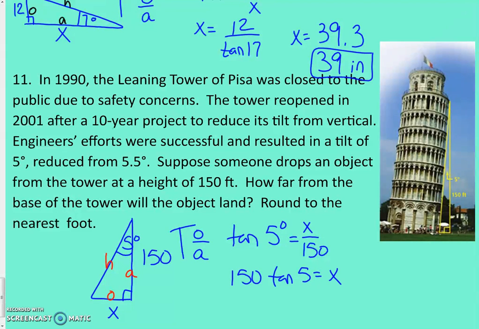I always like to put the tangent part in last so I don't have to worry about parentheses. And this is going to be x equal to 13.1. It does say round to the nearest foot, and so I'm going to take that to 13 feet. And that should be the end of those notes.